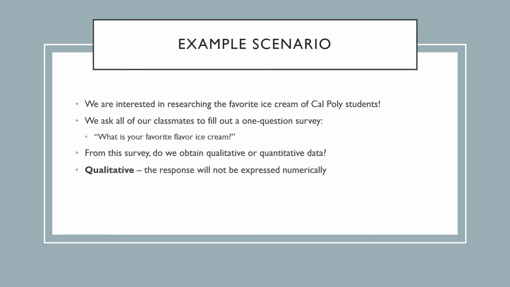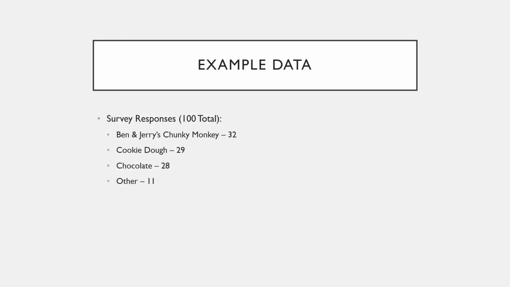And what I answered was that this would be qualitative data, right? This is not something that you would answer with a number. Again, you wouldn't say 7 or 11. You'd say mint chocolate chip or rocky road or strawberry or something like that, right? So this is certainly qualitative data. And again, qualitative data can also be called categorical data. So you might hear me say either of those two terms.